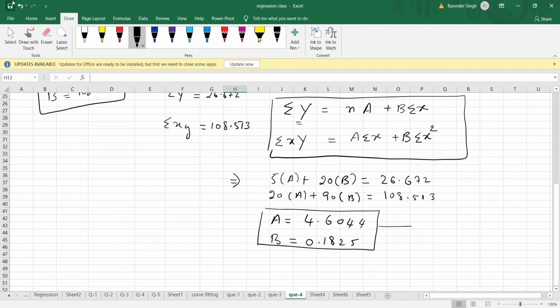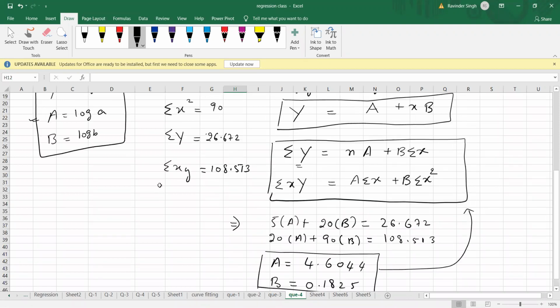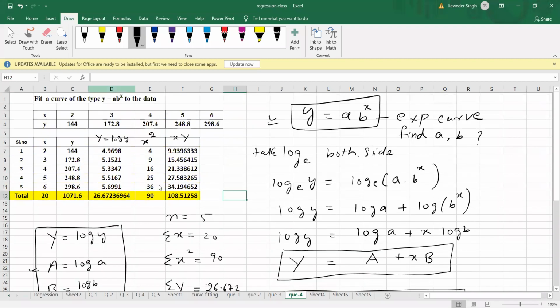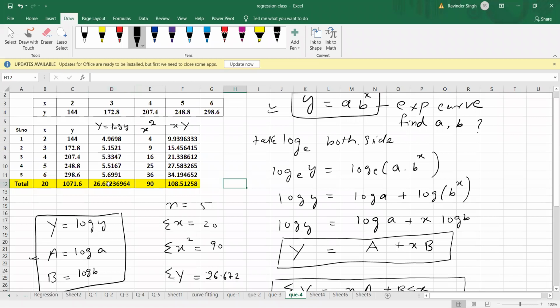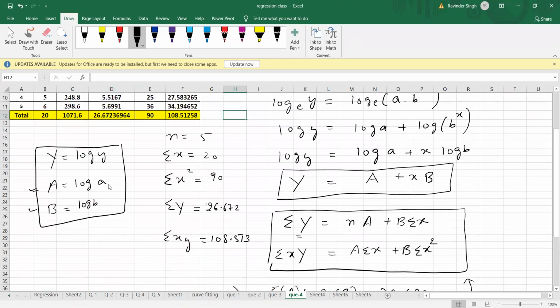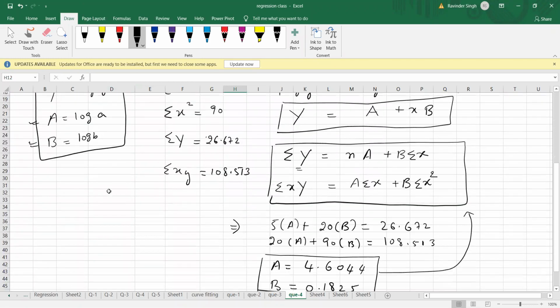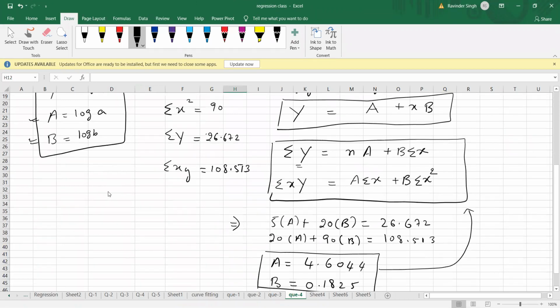This we have got it from normal equation. But the given curve is y is equal to ab power of x. So we have to find the value of small a and small b. So use this substitution here to find small a and small b. So if capital A is equal to log a, then small a becomes e power of capital A, and your b becomes e power of capital B.